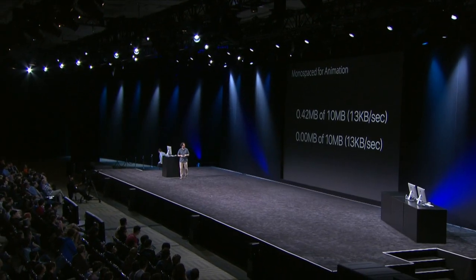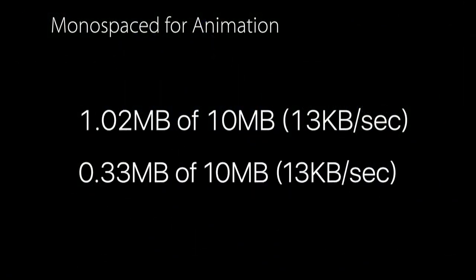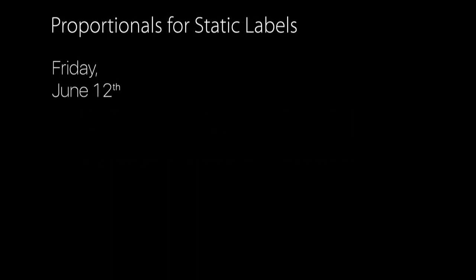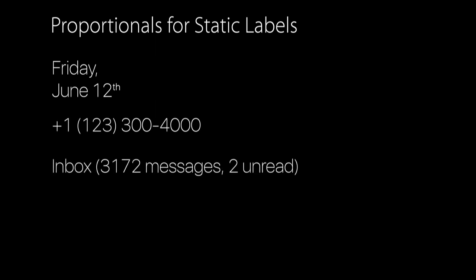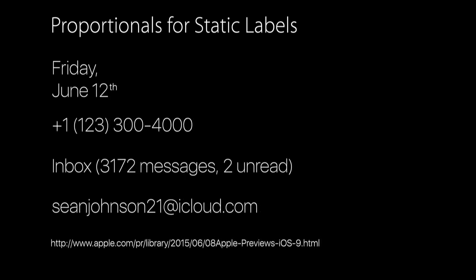For example, like this. When you have proportional numbers, they will actually wiggle around, and monospaced numbers actually stay put. But you may also typeset numbers in static labels, such as when typesetting a date, or a phone number, or an unread count in an inbox, or an email address, or a URL. And in those cases, really you want proportional numbers instead.